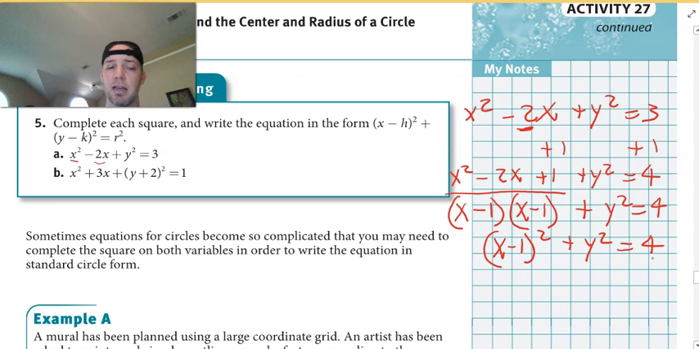Okay, same thing on b. Let's see, half of b would be 1.5 squared. So I could take 1.5 and square it. I get 2.25.